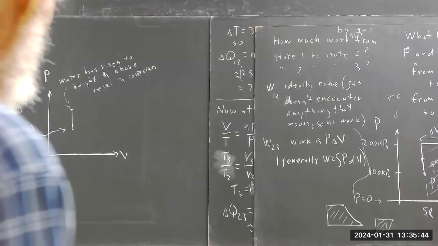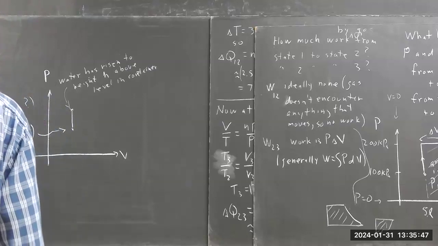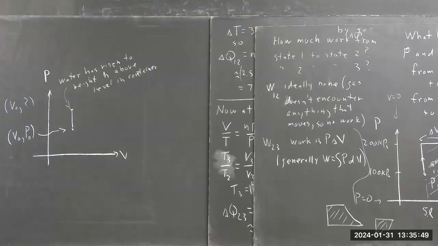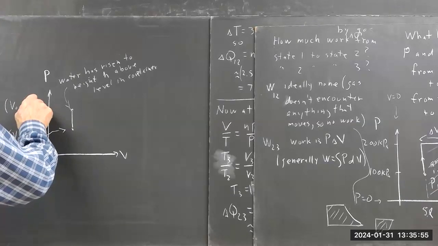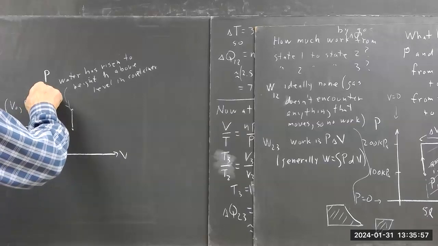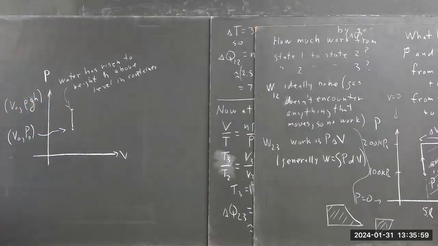Okay, so you got a real good quick answer there. You can get them off the board or anything. This state would be V naught, rho GH. Okay. Now, what's the temperature?